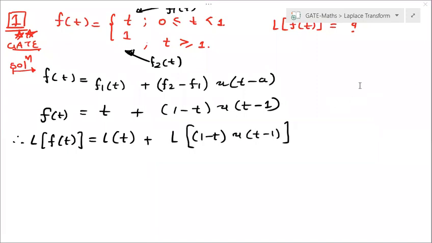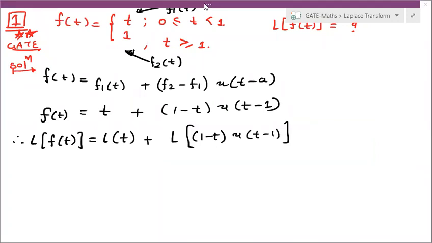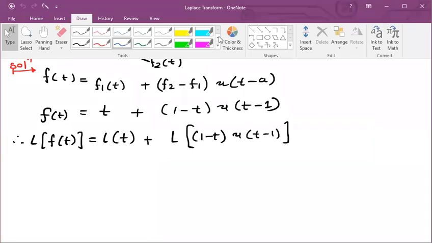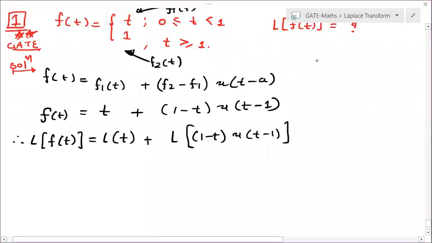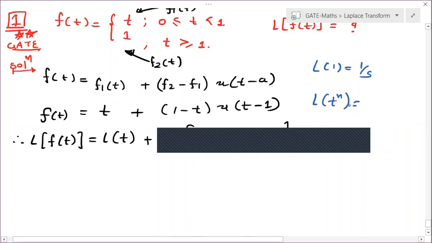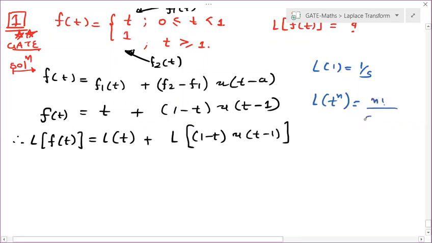Now see over here. So Laplace of f of t is Laplace of t, right? Now we are going to see what is Laplace of t. First we know the formula that Laplace of 1 is 1 by s, right? And what is the formula for Laplace of t to the power n? We have seen in the first class, Laplace of t to the power n is gamma n plus 1 or n factorial divided by s to the power n plus 1, right?